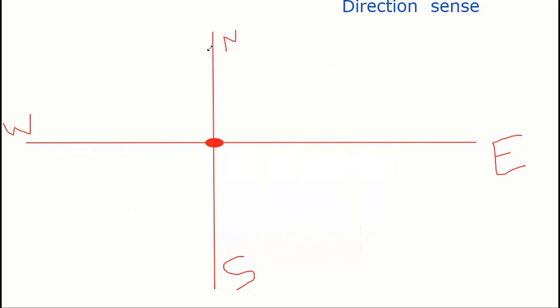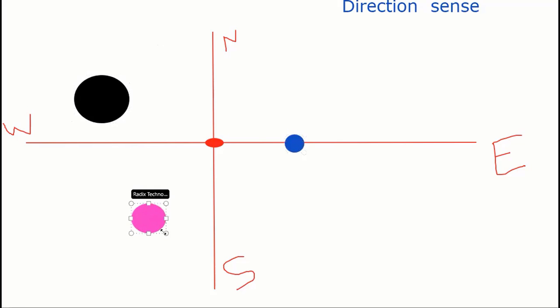Now another thing is, I ask you 2 questions. If you can answer that, we'll move on. Black. Blue. Pink. Tell me, red is in which direction with respect to pink?